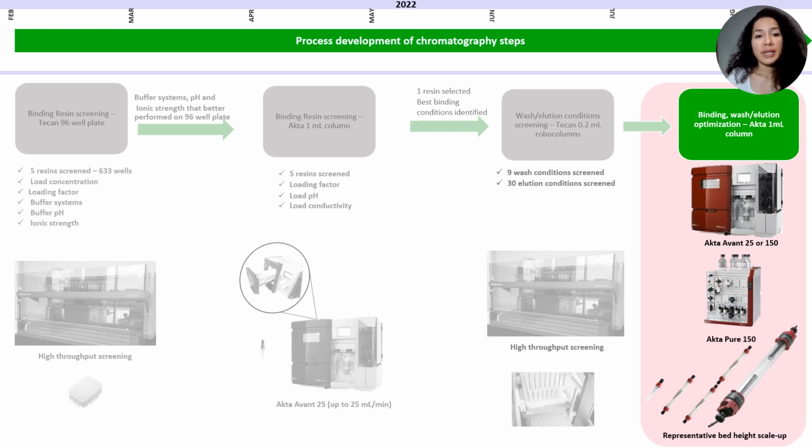Once the best bind, wash, and elution conditions were identified using the high throughput screening, we fine-tuned the method using 1 ml columns in the ACTA system. We started using ACTA Avant 25, then we moved to ACTA 150. That was applied later for the scale-up and proof of concept, using larger columns with representative bed heights.